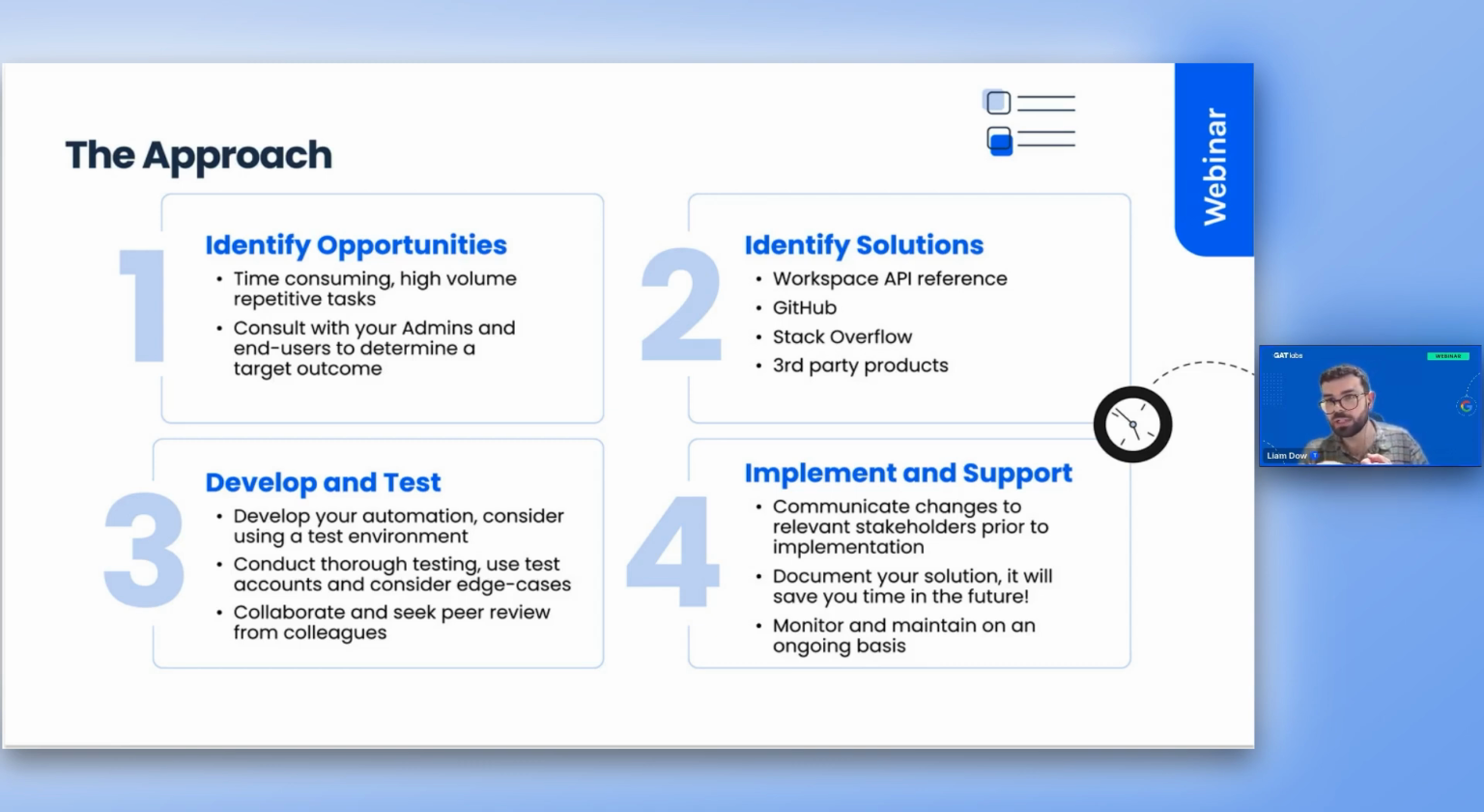Speak with the rest of your team, but not just IT. You also talk with your end users and understand what things you could do to provide them value as well. Once you've made that list of things that you could automate, do a bit of research. Identify the right solution for this. You can look at the Workspace API reference. That's going to tell you whether this is actually possible.